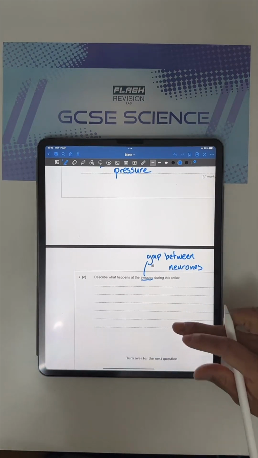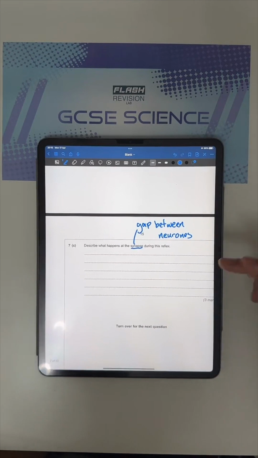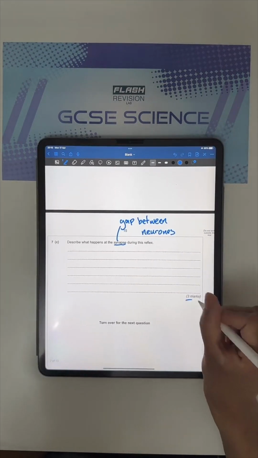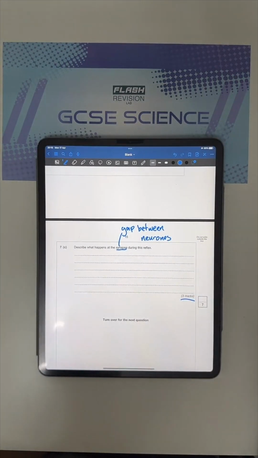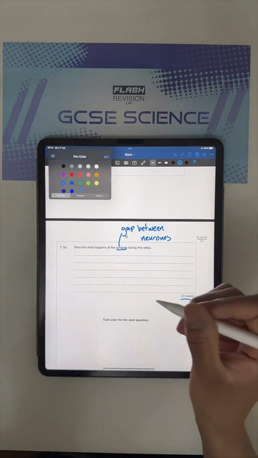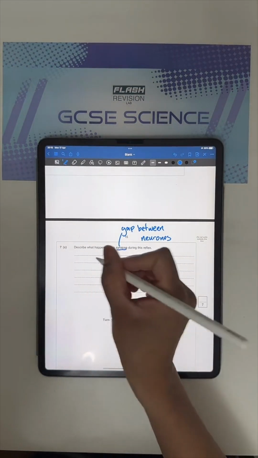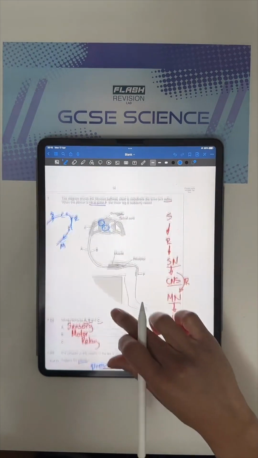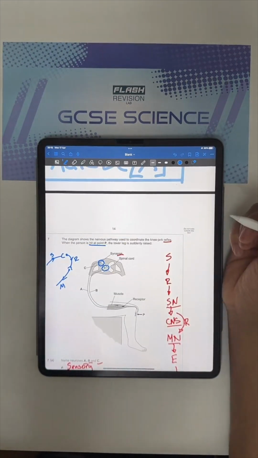So it's asking what happens during these gaps. There's three things that happen. This is a 3-mark question. It's three things that happen during a synapse. First thing is between these gaps, a chemical is released.